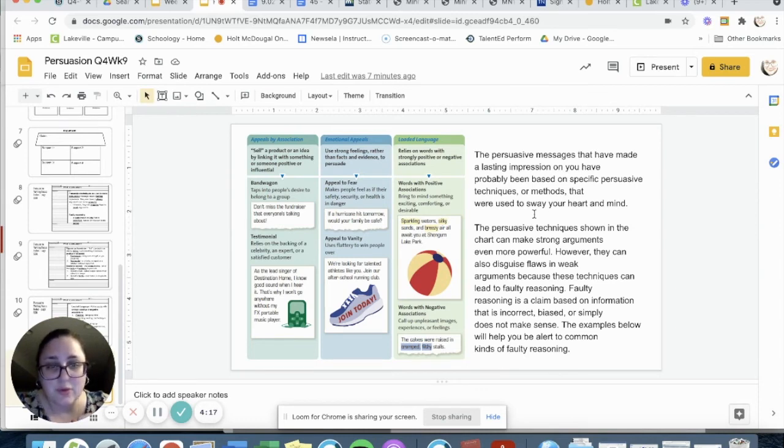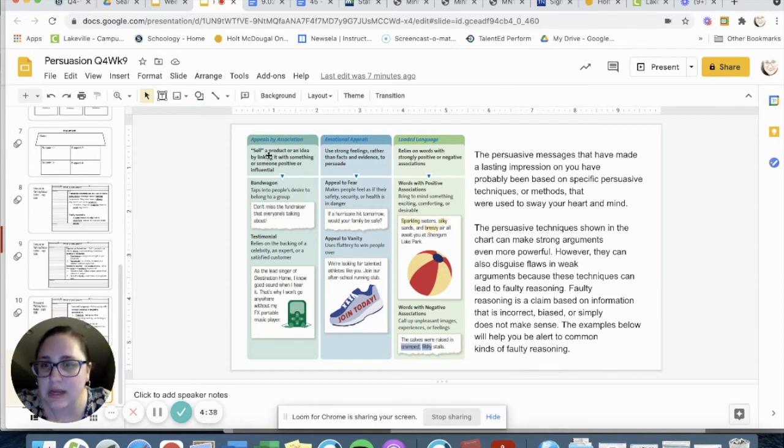The examples below will help you be alert to common kinds of faulty reasoning. So a little bit of this was repetitious. We had covered this already before, but at least it helps us to make the connection between what we covered in the presentation slides and what we're covering here from the chapter.